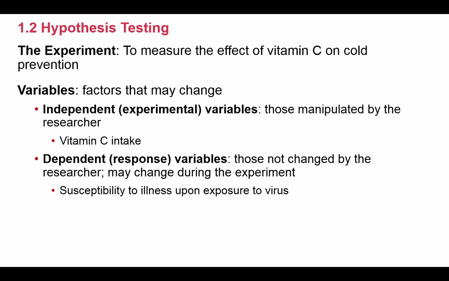The dependent variable is the response. We don't change these in any way, but this is what giving the vitamin C to the experimental group resulted in. This is the result of giving that vitamin C, which would be, go back and read your hypothesis. Is vitamin C going to reduce the effects of the cold? So whether or not they get a cold when they get exposed to the virus after taking vitamin C. That's the dependent variable. That's the results of the experiment.